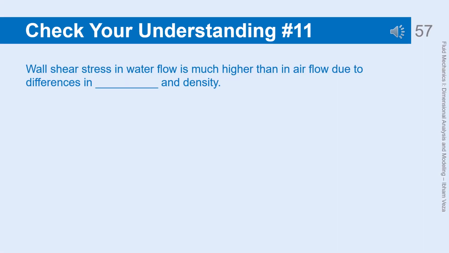Check your understanding number 11. This question emphasizes that the main differences between water and air flows lie in their viscosity and density. These two properties influence the magnitude of the shear forces at the wall. By answering it, students reconnect the concept of fluid properties with quantitative results. This problem also reinforces understanding of the role of physical parameters in flow. This short evaluation maintains continuity of understanding before moving to the next topic.